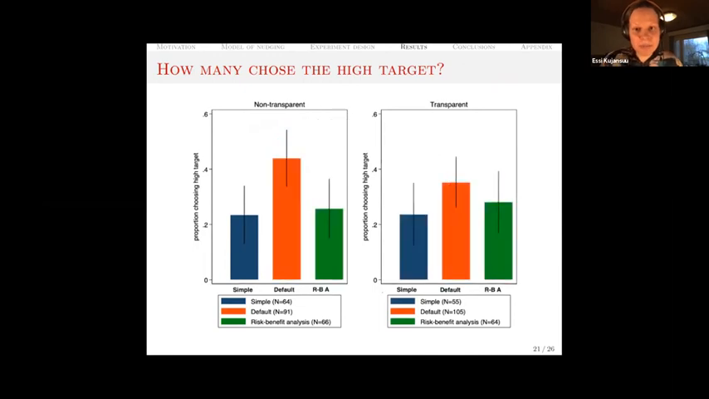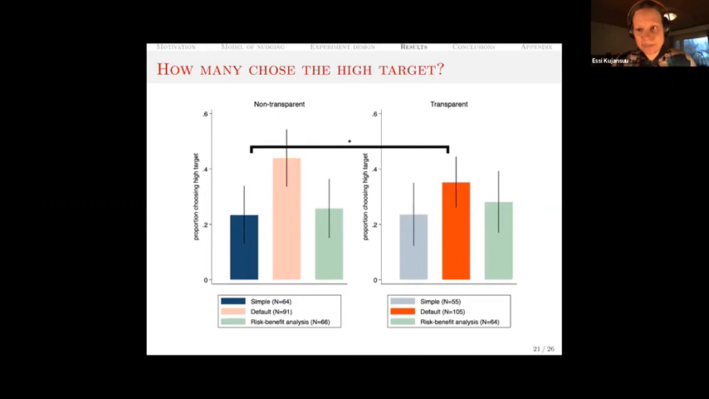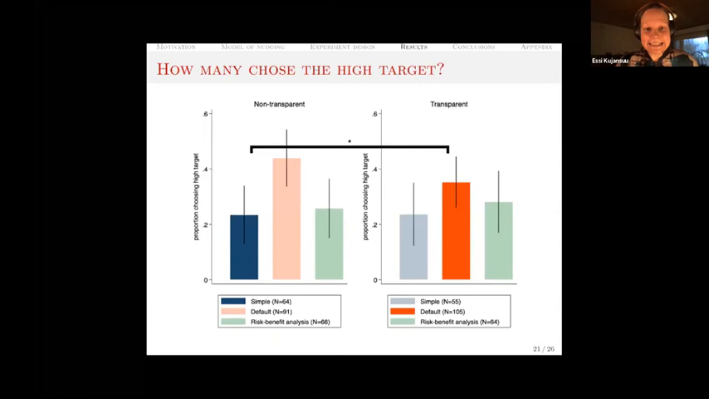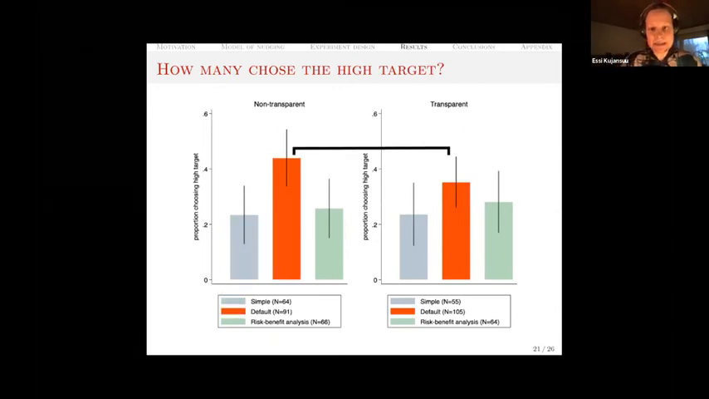Just a reminder of the hypothesis. Transparency does reduce the impact of the default nudge. The impact is only marginally significant. It's less than the 5% level of significance, and the difference between the two is not statistically meaningful.